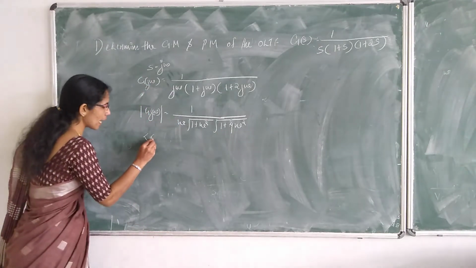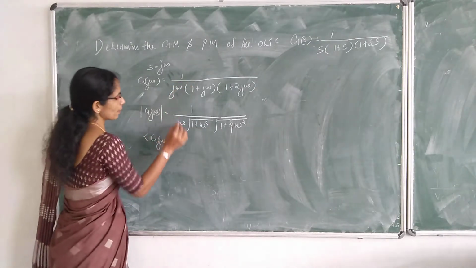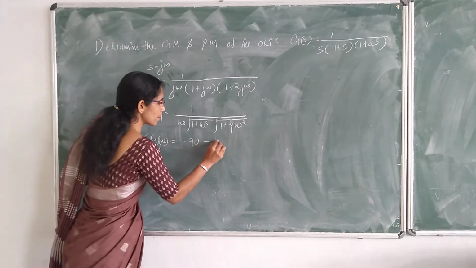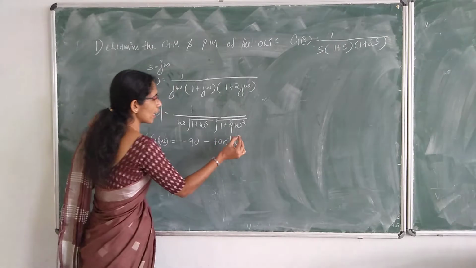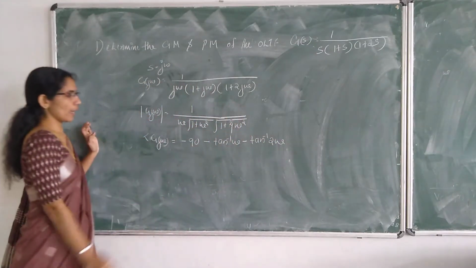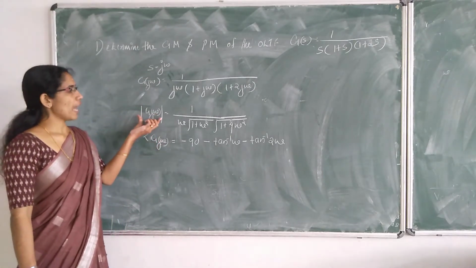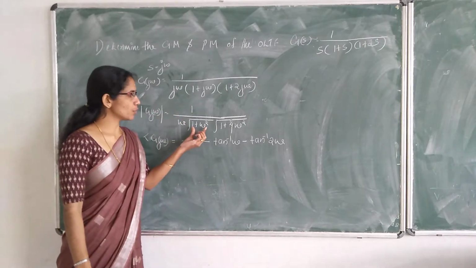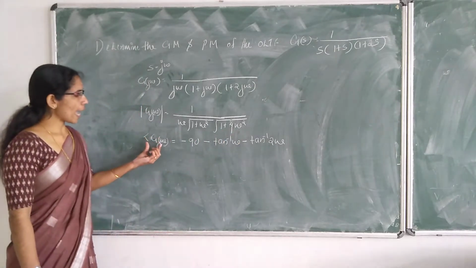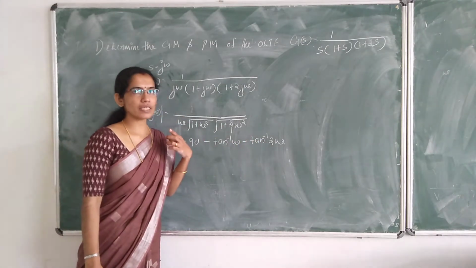Next we need to find the angle of G(j omega). The angle of G(j omega) equals minus 90, that is from 1 by j omega, minus tan inverse omega, minus tan inverse 2 omega. So we got the magnitude of G(j omega) as 1 / (omega root(1 + omega square) root(1 + 4 omega square)), and the angle of G(j omega) as minus 90 minus tan inverse omega minus tan inverse 2 omega.